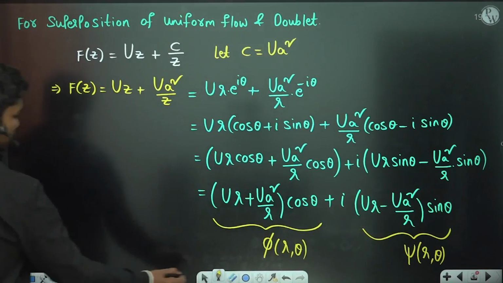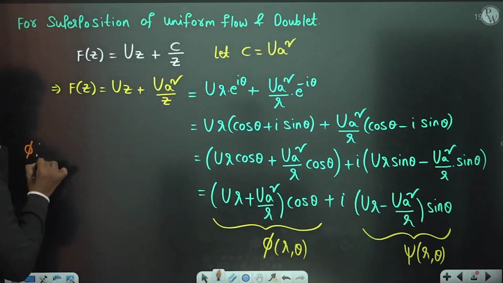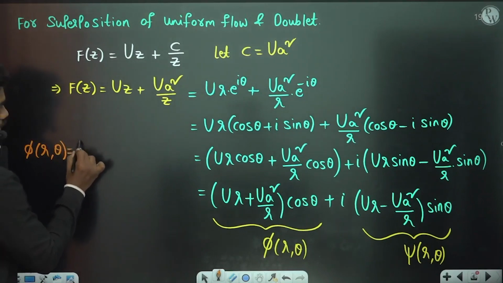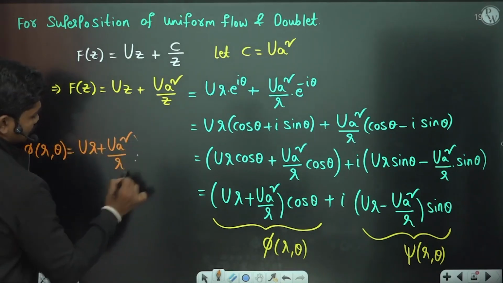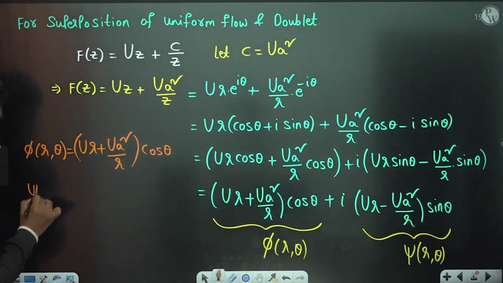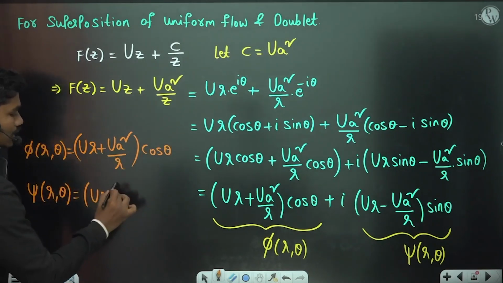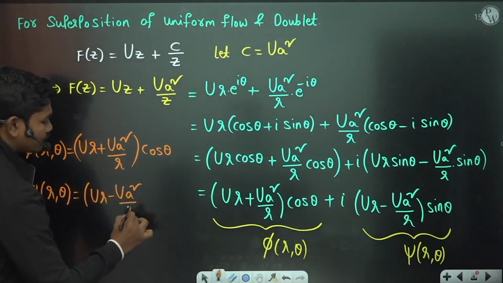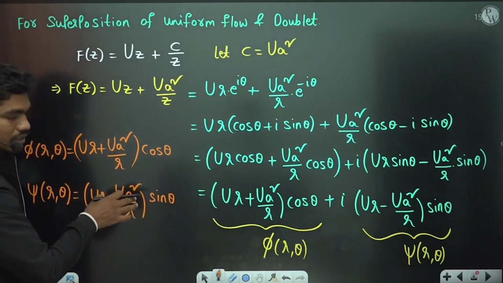So let us write here this thing. We got something like phi of r comma theta is equal to (U r + U a² / r) times cos theta, and psi of r comma theta is equal to (U r − U a² / r) times sin theta. So this is the equipotential function and this is the stream function actually.